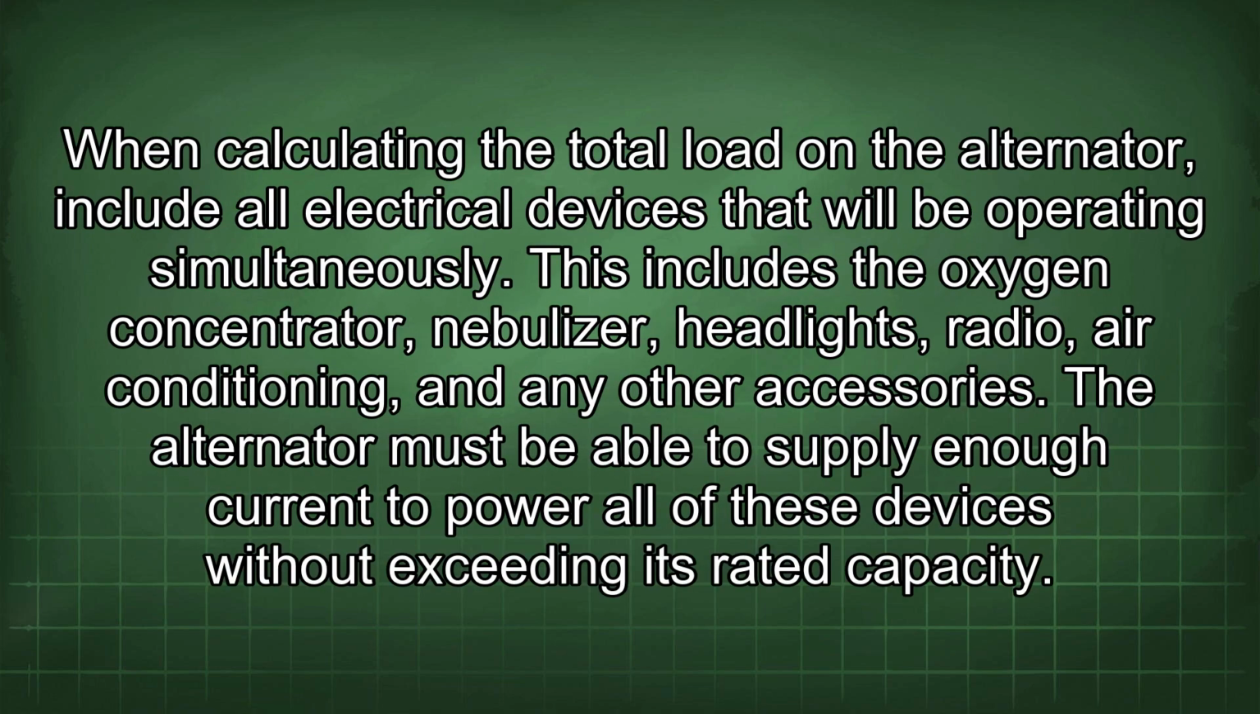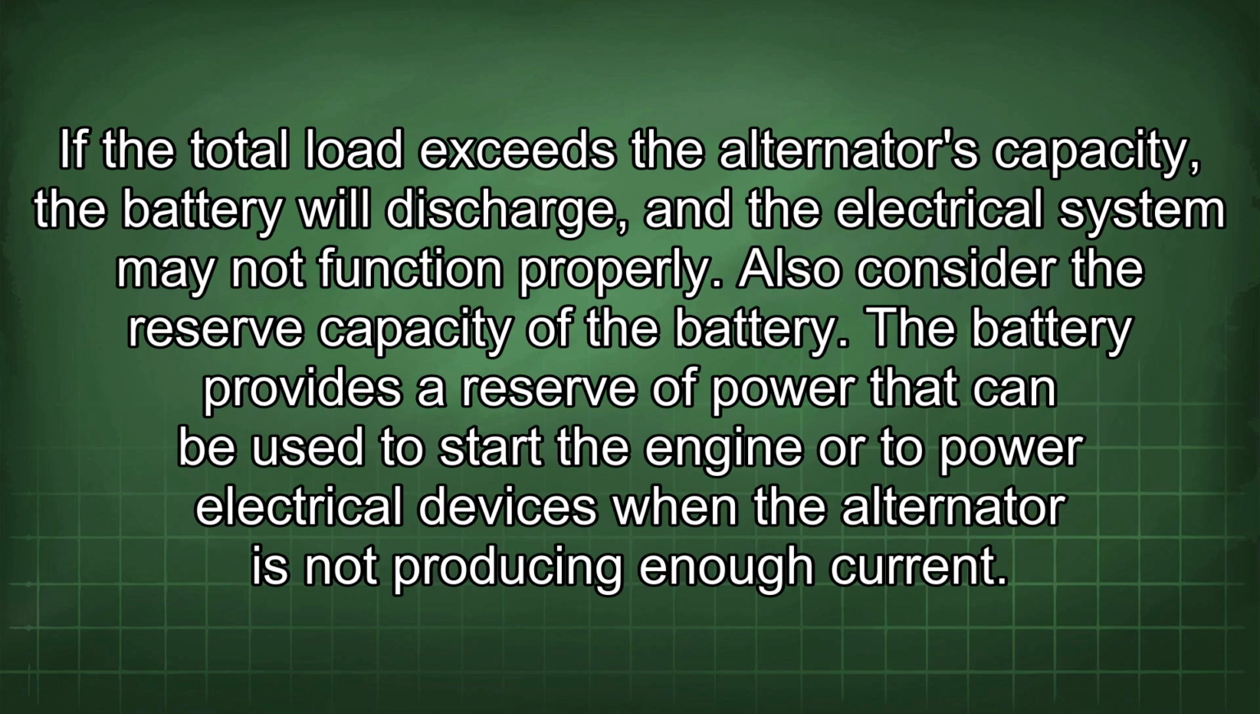When calculating the total load on the alternator, include all electrical devices that will be operating simultaneously. This includes the oxygen concentrator, nebulizer, headlights, radio, air conditioning, and any other accessories. The alternator must be able to supply enough current to power all of these devices without exceeding its rated capacity. If the total load exceeds the alternator's capacity, the battery will discharge and the electrical system may not function properly.